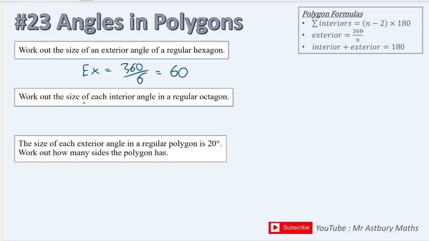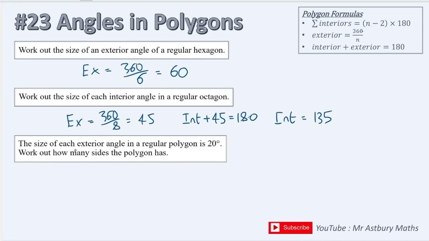The next one says work out the size of each interior angle of a regular octagon. Well, I always find it's easier to work out the exterior first. So the exterior of an octagon will be 360 over 8, which is 45. And then we can use the third rule here, that the interior and the exterior add to make 180. So the interior plus 45, the exterior, equals 180. So then the interior is equal to 180 minus 45, which is 135.